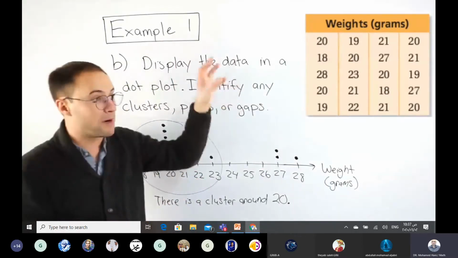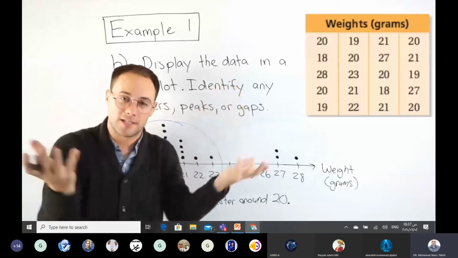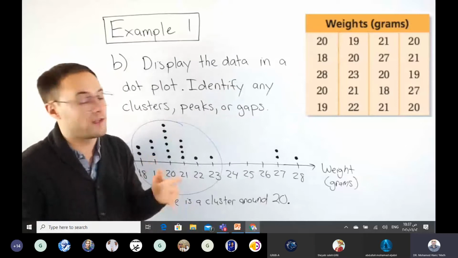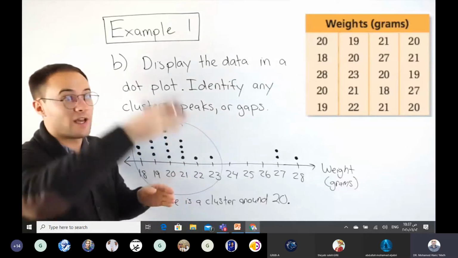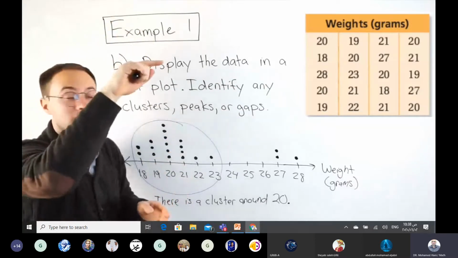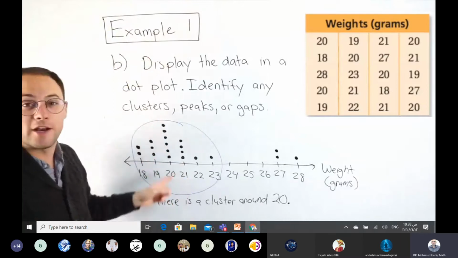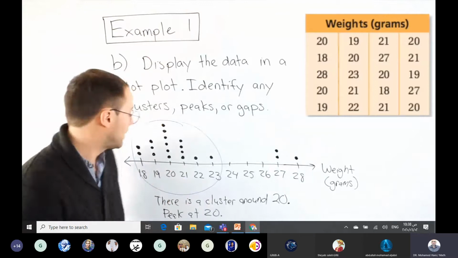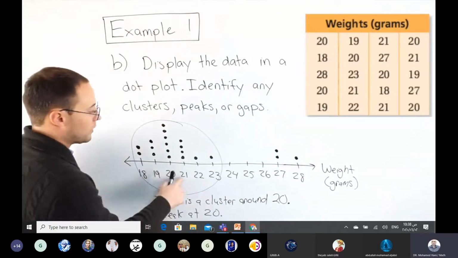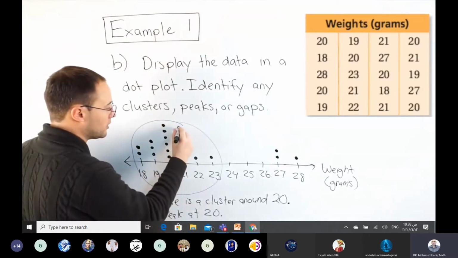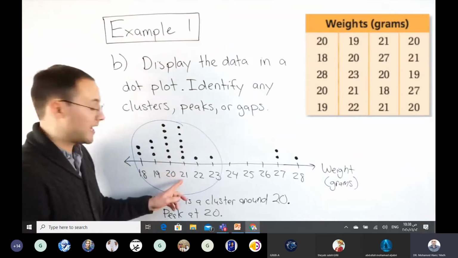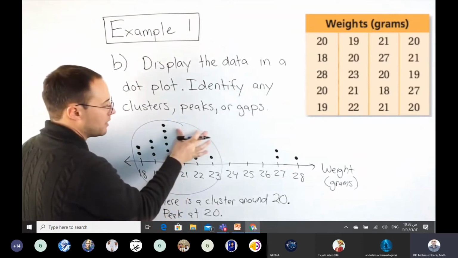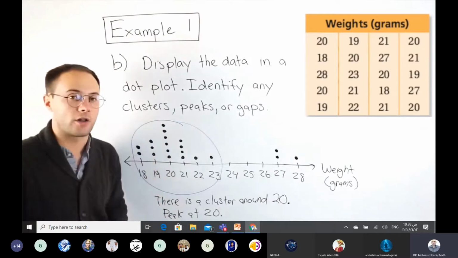You might be asking, is it possible to have two clusters? Sure, if you've got a big bunch here and another big bunch here, it's possible to have more than one cluster. That's okay. Peaks, well, hopefully you can guess what that is. That's just, are there any places where it's the tallest? So right here, again, 20, there is a peak at 20. And same thing, it's possible to have more than one peak. If, for example, 21 also went up to 6, then we would say there's a peak at 20 and 21. But as of right now, there's only one peak because that is the tallest.